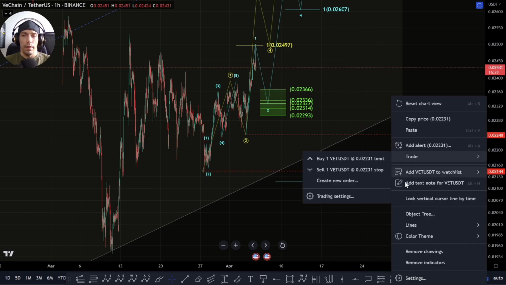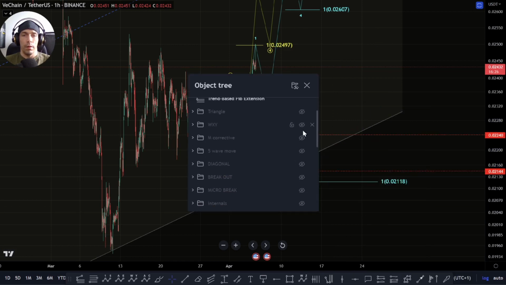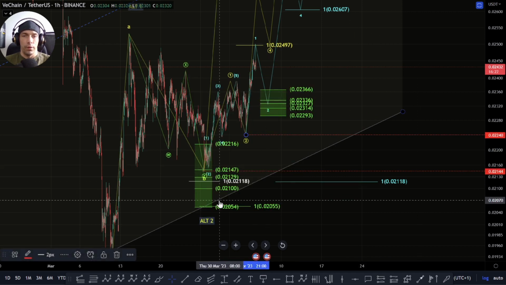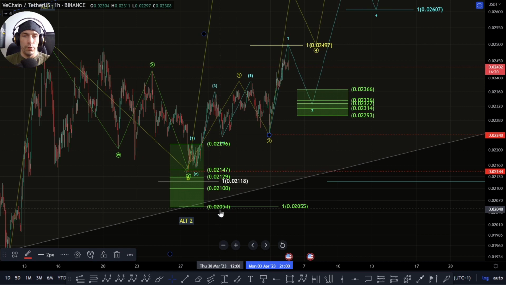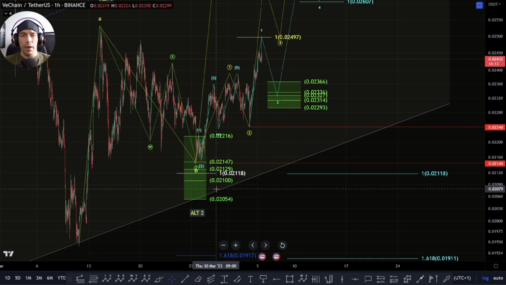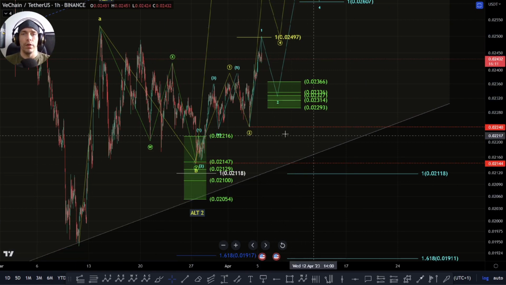If we do start to lose these, then this would be the next target that I'm looking for, and that would be for as long as we manage to hold above this 02054. If we start to lose that lower range here, it becomes less likely we're going to see continuation up here.